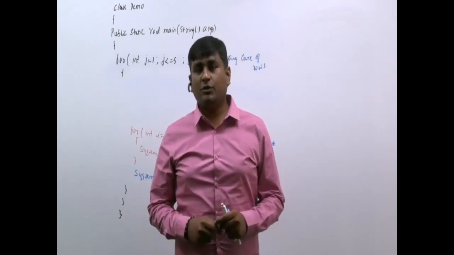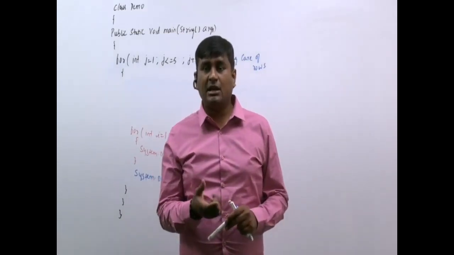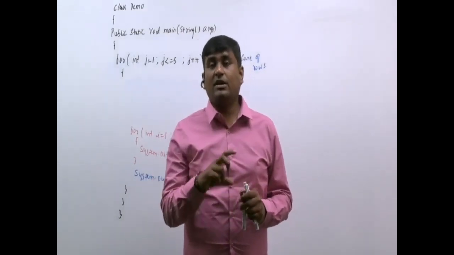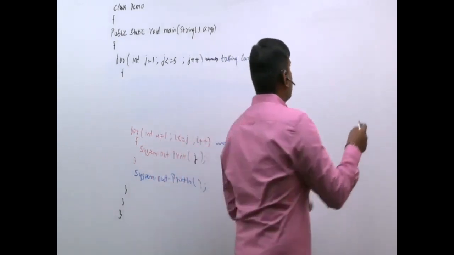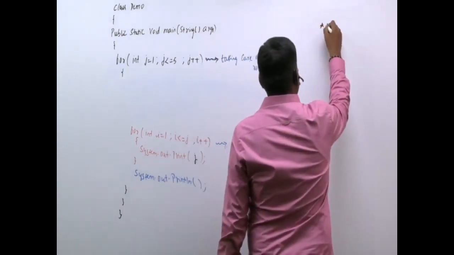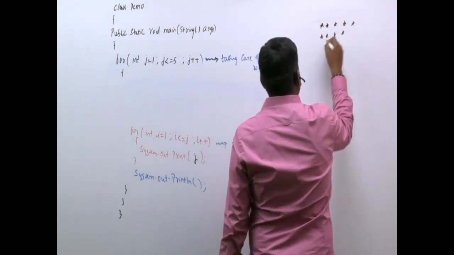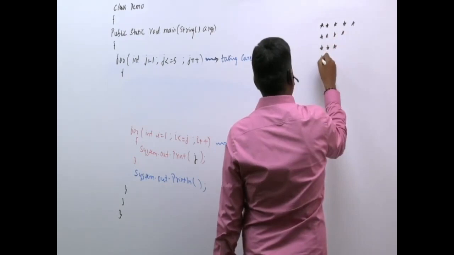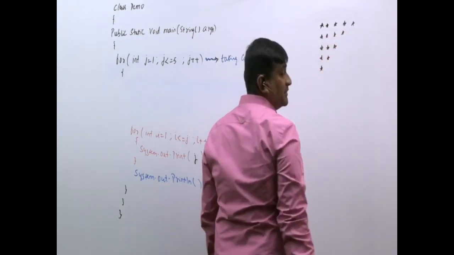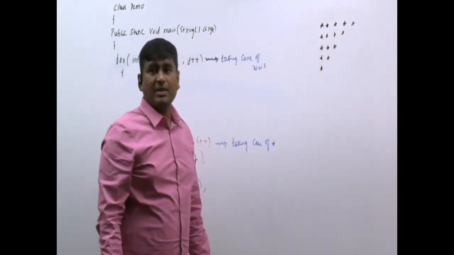The next pattern that we're going to discuss is the inverted right angle triangle, or ulta right angle triangle, or inverted half pyramid. Means like this. First line I will be having 5 stars, next 4 stars, next 3 stars, 2 stars, next 1 star. This is an inverted right angle triangle.